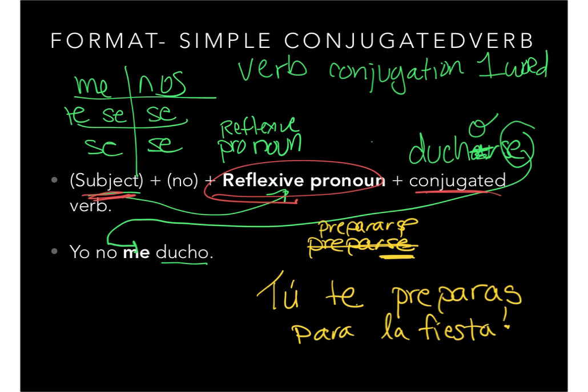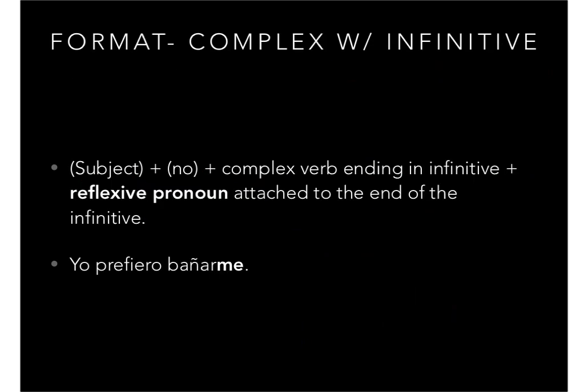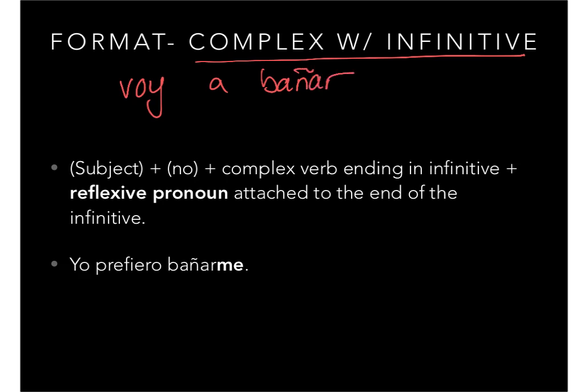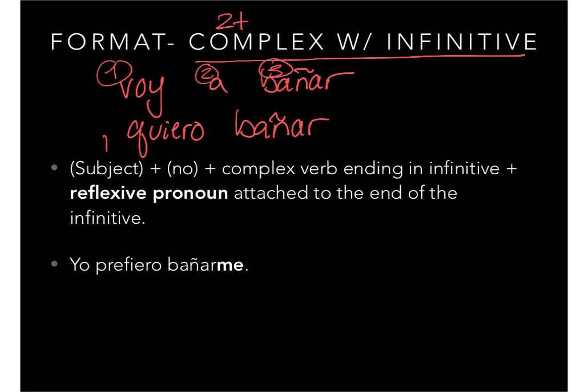Pretty simple stuff. Little fancier stuff. What happens if our verb is not one word, but it's a complex structure that ends in an infinitive? So we're looking at things like voy a bañarme or quiero bañarme. So these are fancier verb structures. They're complex, which just means they have 2 or more words. So here's our first one, 1, 2, 3 words here. This one is 1, 2 words, okay? And they end in infinitives. So you can see right here, we got the little R here. So this is the type we're talking about.